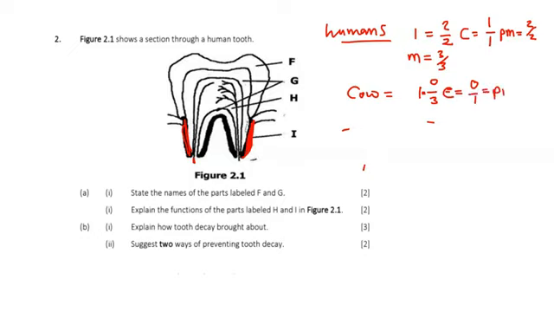Then what about the premolar? The premolar equals 3 over 3. And of course the molar equals what? 3 over 3. So this is the dental formula for cow.